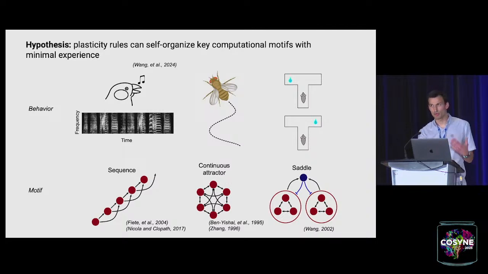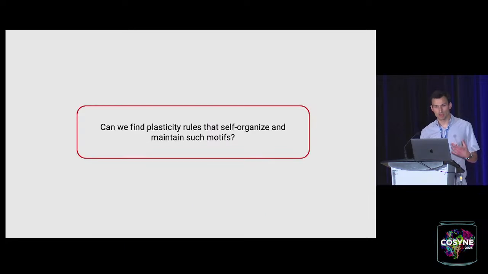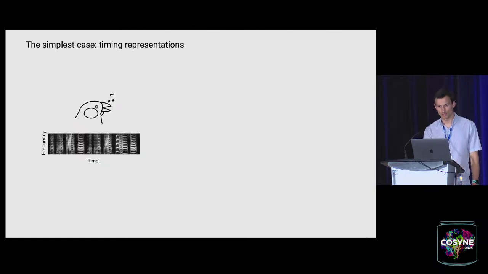And the question I'm going to focus on today is, can we and how might we find plasticity rules that self-organize and maintain such motifs? Today I'm going to focus on the very simplest case, timing representations like sequential dynamics as a proof of principle, and I'm going to ground this in the example of the zebra finch.